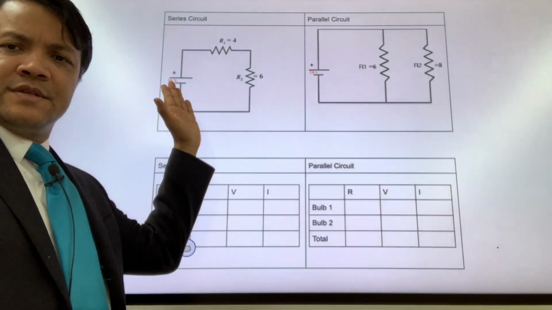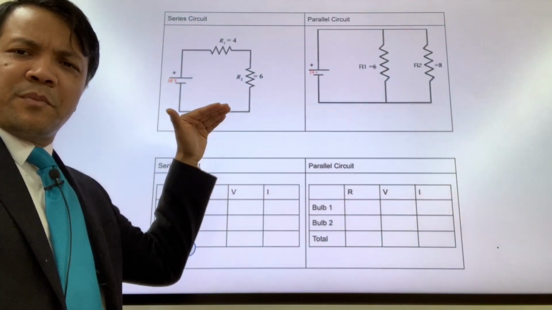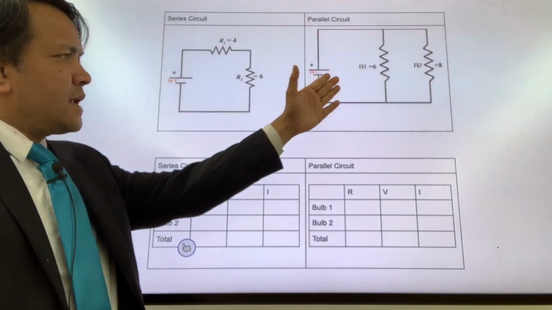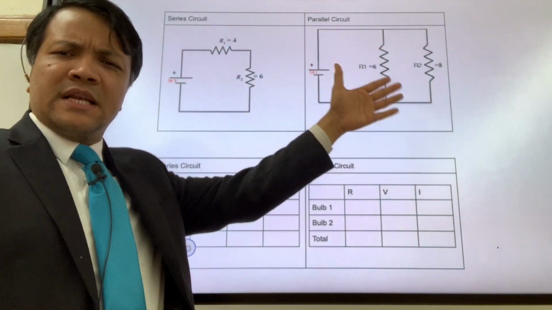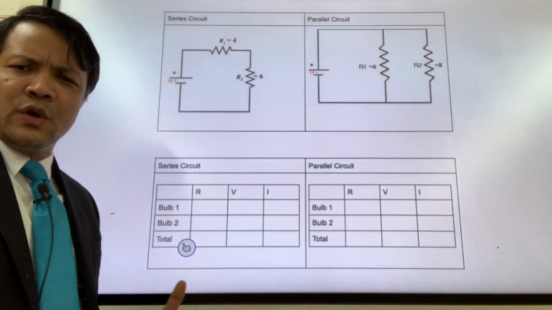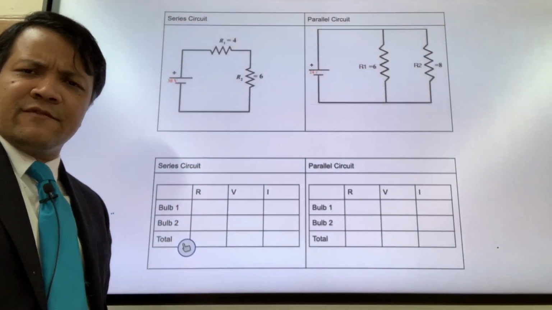I have two circuits. This one is a series circuit. What makes it a series circuit? Current has only one path. And I have a parallel circuit. What makes it a parallel circuit? Current has multiple paths. Okay, so here we're going to solve the problem using the equations we derived earlier.